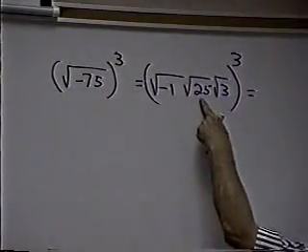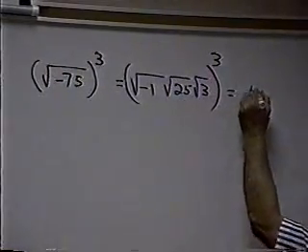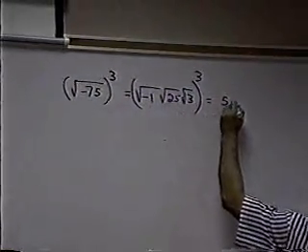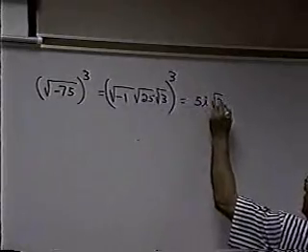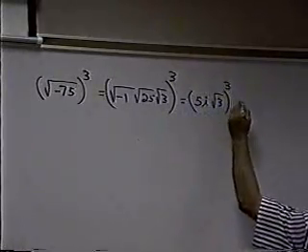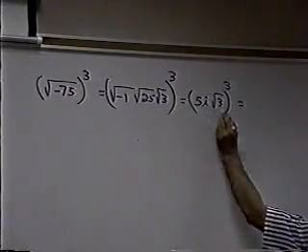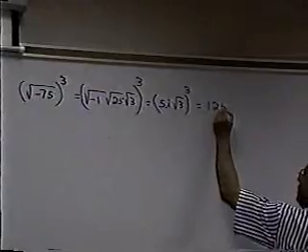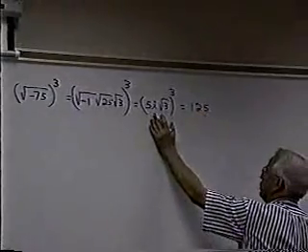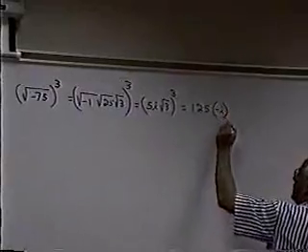So what's the square root of 25? That's 5. What's the square root of the minus 1? That's i. And square root of 3 we don't know, so we leave it alone. So that's cubed. Now we're going to cube everything. Now watch. 5 cubed is 125. i cubed is what? By memory, it's a minus i.